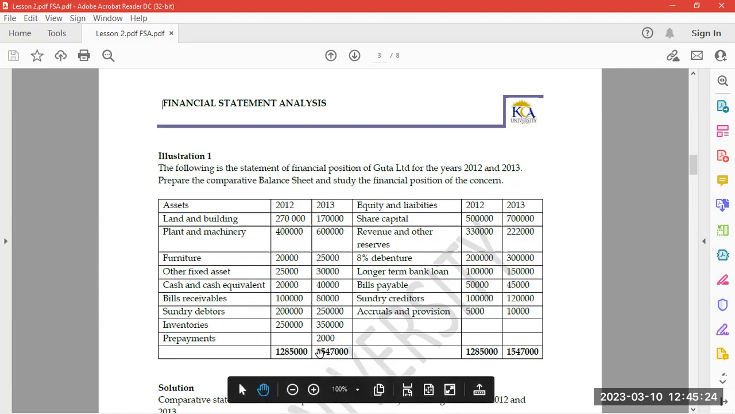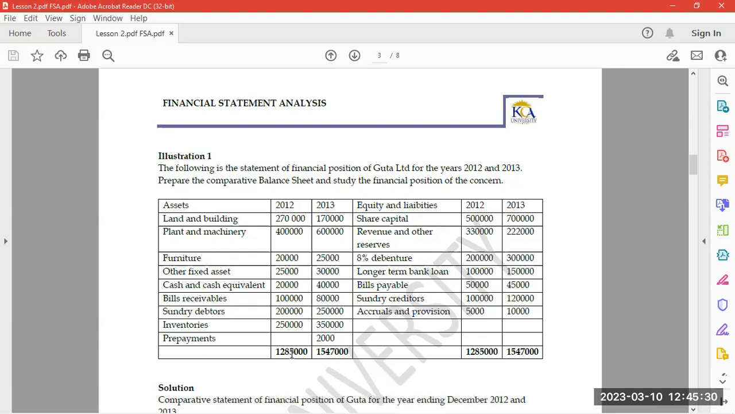The total assets in 2012 is 1,285,000. Then in 2013 we have 1,547,000. In equity and liabilities, the same. So how are we going to get the comparative balance sheet analysis?